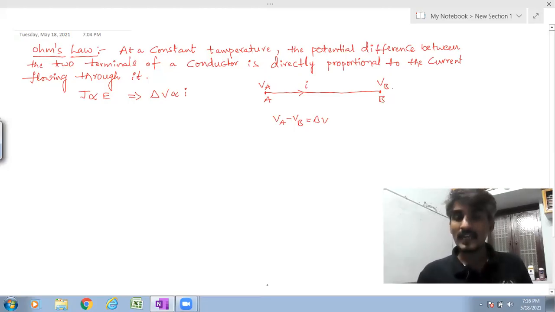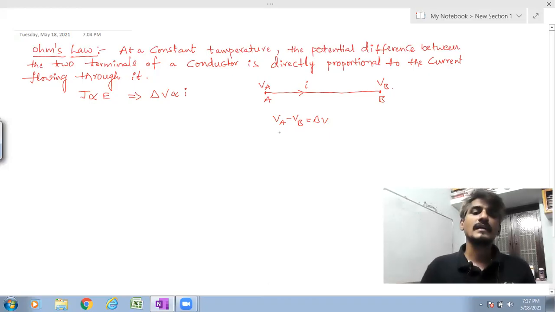From where does the drift velocity increase? If you follow my previous class, it comes from the electric field which is set inside the conductor. From where does that electric field produce? From the potential difference which we are giving to the two ends of the wire. That's the thing which happens here.